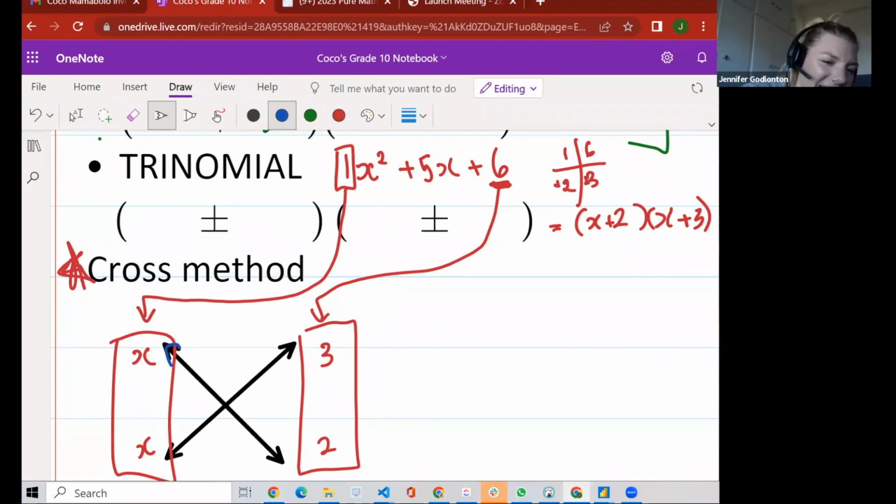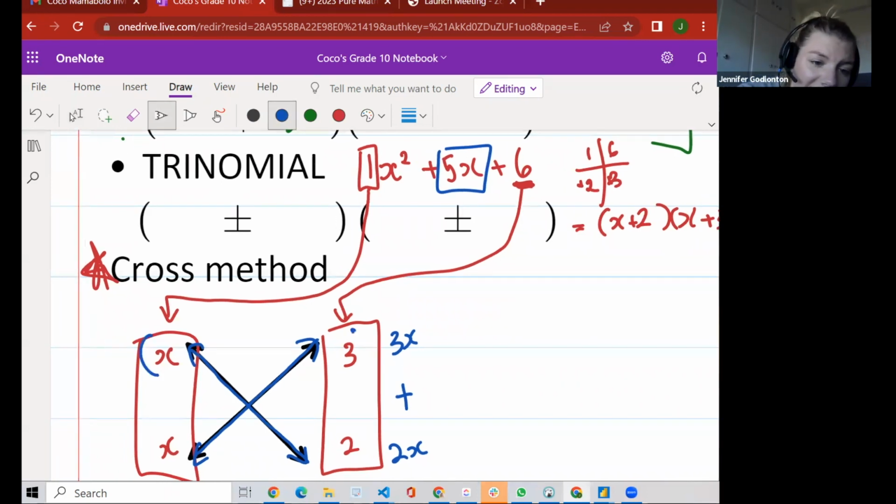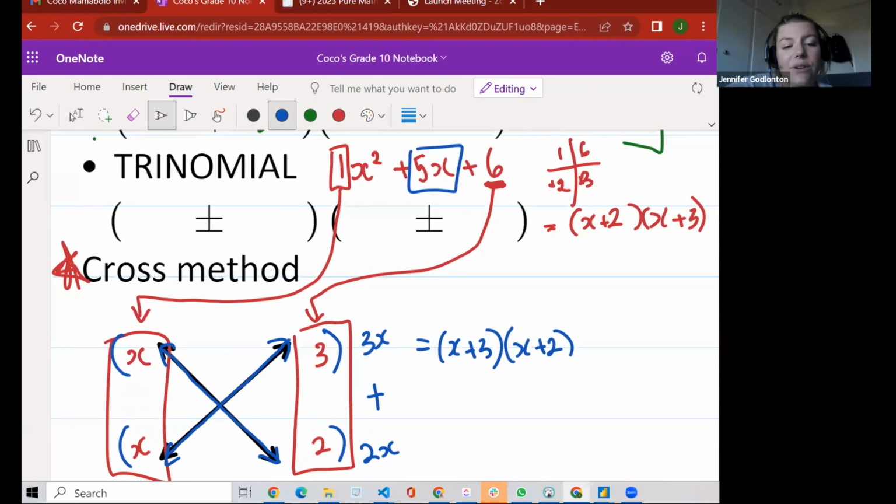So we say x times 2 gives me 2x, and x times 3 gives me 3x. And if I plus those together, I get 5x. And so the crisscross tells you how we're going to work it out. This part up here is my first bracket, so x plus 3, and this part down here is my second bracket, x plus 2.